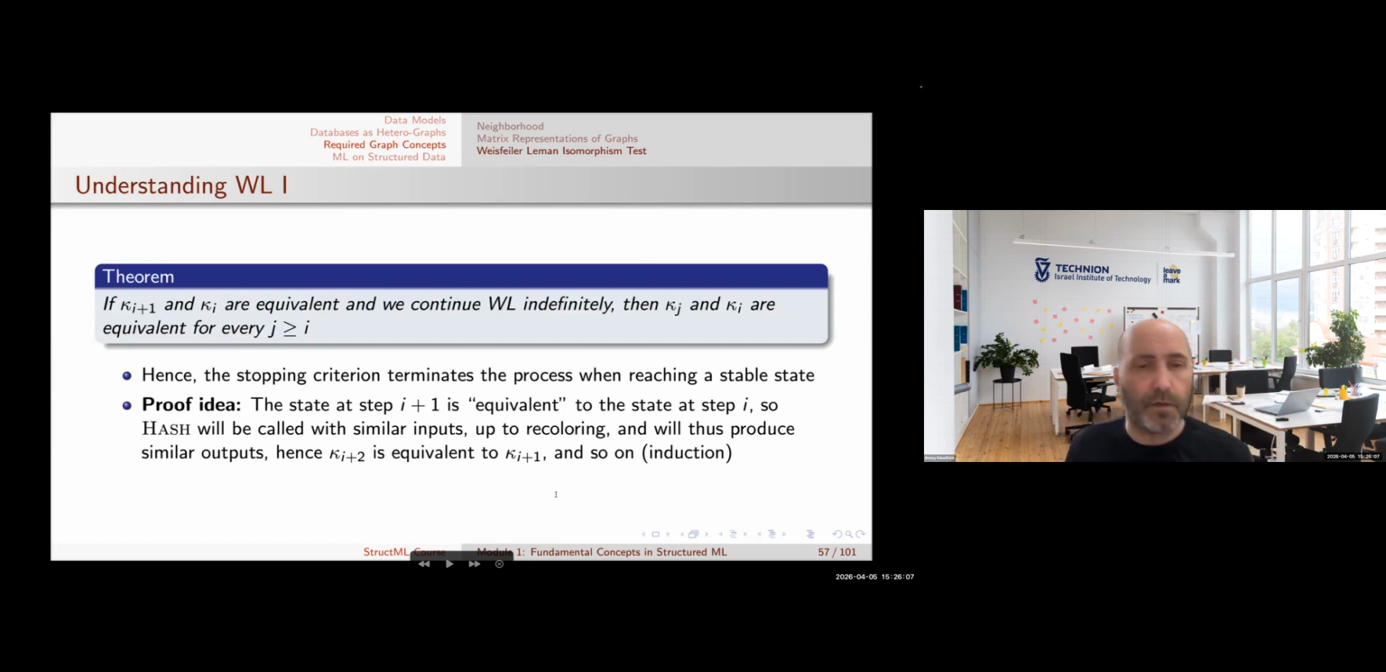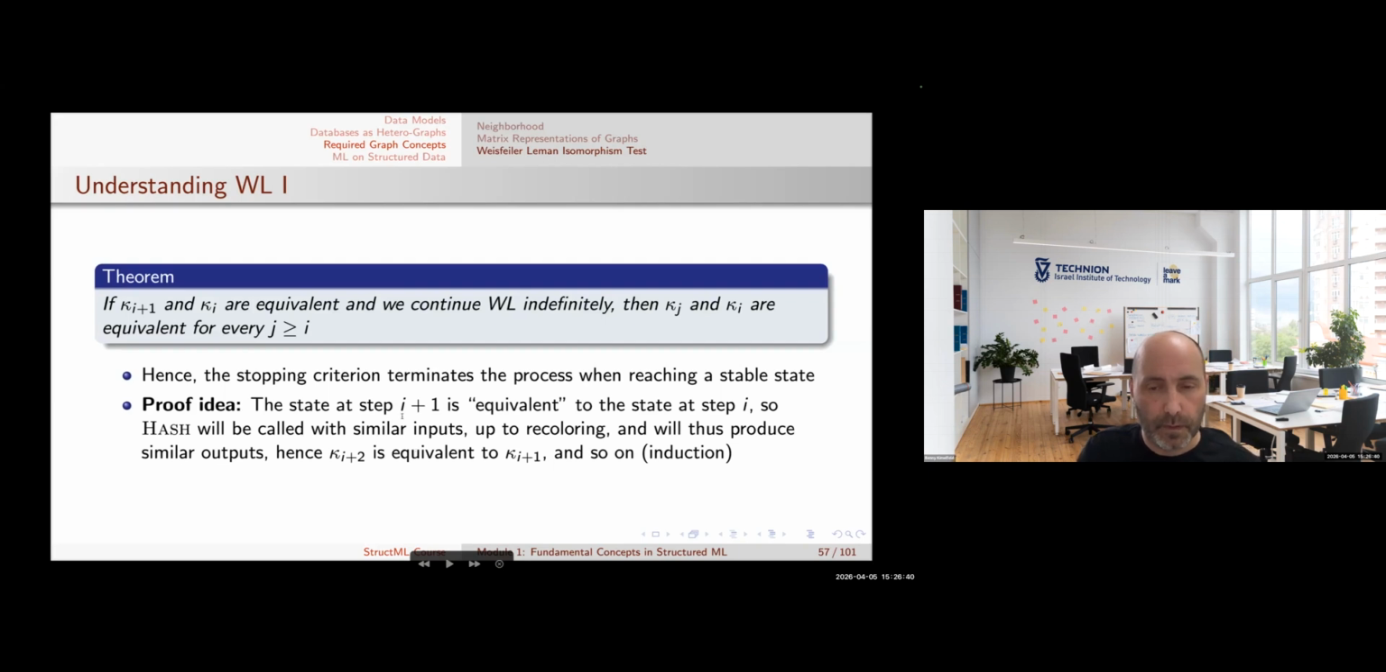So the first theorem here says that basically when we stop the algorithm, it is not an arbitrary choice to stop it at the first time when things become equivalent. And why is it so? Because if we did continue the algorithm for additional steps, we would always get equivalent colorings. We would always get the same groups. And why is it so?